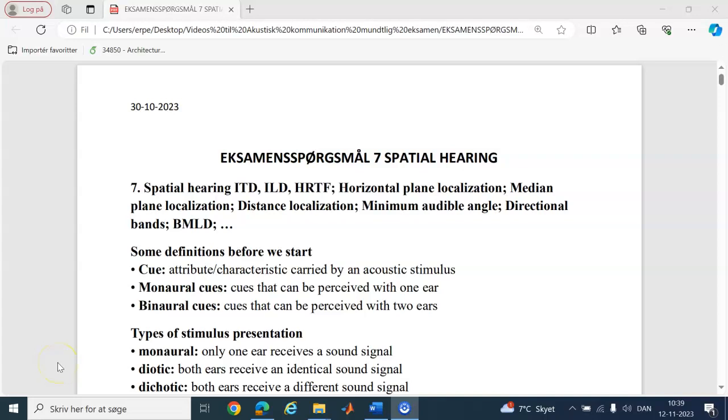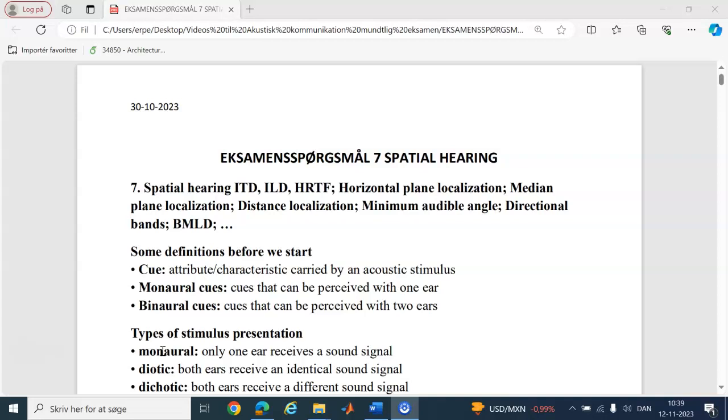Spatial hearing. Spatial hearing covers ITD, ILD, HRTF, horizontal plane localization, median plane localization, distance localization, minimum audible angle, directional bands, BMLD, and so on. Some definitions before we start.